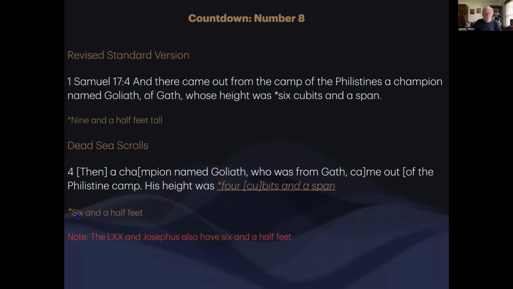So Goliath is 6.5 feet. Now, which is right? How tall was Goliath? We've got two texts. One is the standard text in all the English Bibles. All the Bible stories have told it that way.